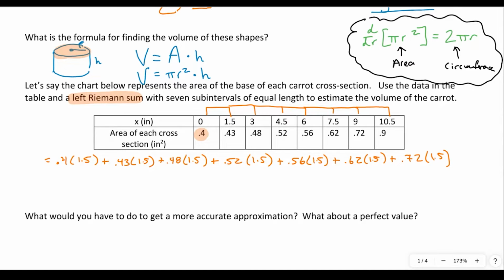Now, this can get a little tedious to write it all out, but when you have intervals that have equal length, you can factor out that 1.5 factor from each term. You can write it a little simpler like this. 1.5 times 0.4 plus 0.43, et cetera, et cetera. So just a little bit of an easier way to write this. It takes not as much effort here.